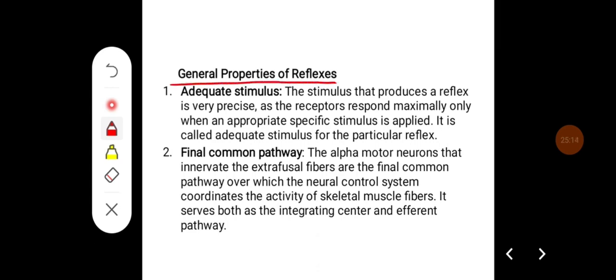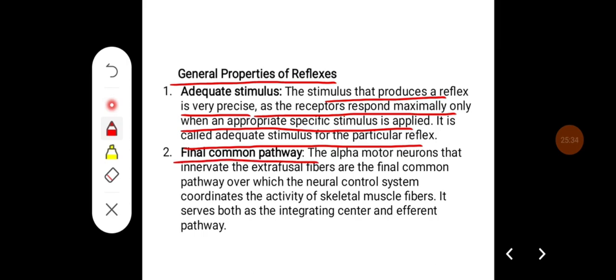Some of the general properties of reflexes are they require adequate stimulus. The stimulus that produces a reflex is very precise, as the receptors respond maximally only when an appropriate, specific stimulus is applied. It is called the adequate stimulus for the particular reflex.